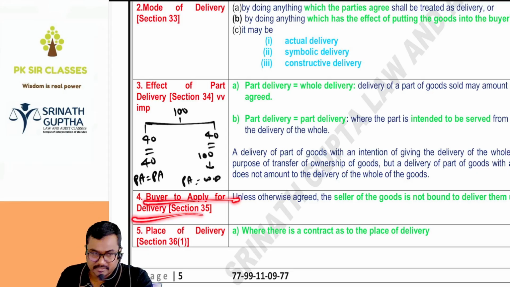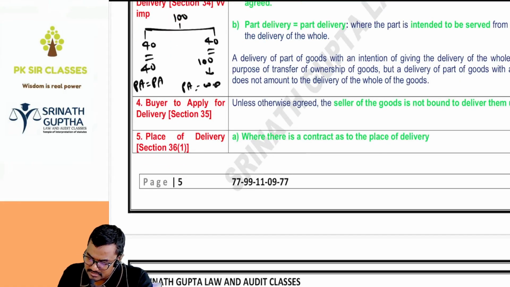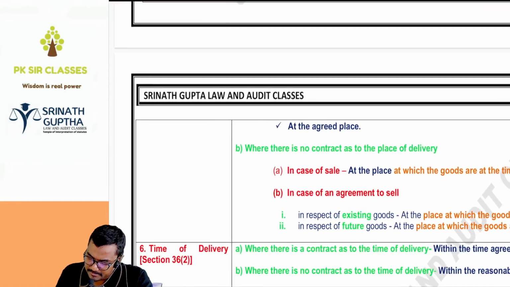Buyer to apply for the delivery. Generally, the seller need not give the delivery of the goods unless the buyer asks for it. So the buyer has to ask the seller, sir, we paid the price, please give the delivery. Otherwise, the seller need not give the delivery of the goods. Next one is the place of delivery.